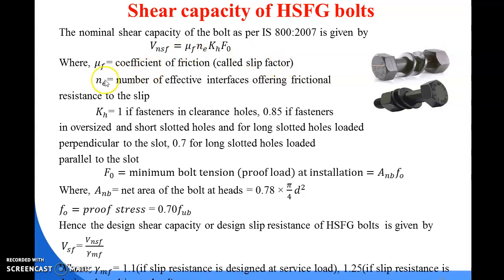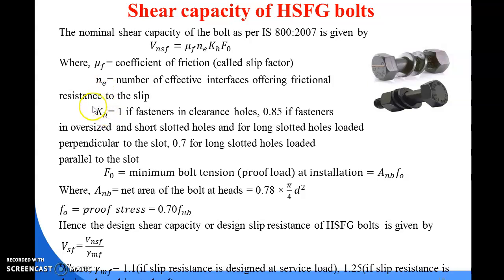Then the second one is ne, which is the number of effective interfaces offering frictional resistance to the slip, and the ne value is 1 or 2. It is 1 for the lap joint and also single cover butt joint. But in case of double cover butt joint, you have to take the ne value as 2.